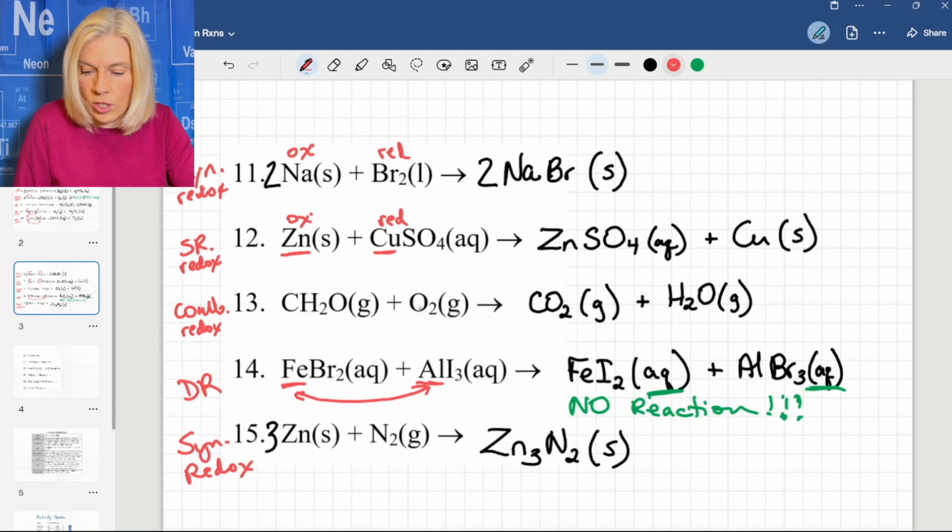Right here, oxygen became more negative, gained electrons, oxidized, and carbon is the one that's reduced. There is no reaction here, double replacement, never redox. And then zinc again, lost electrons, oxidized, nitrogen gained electrons, reduced.